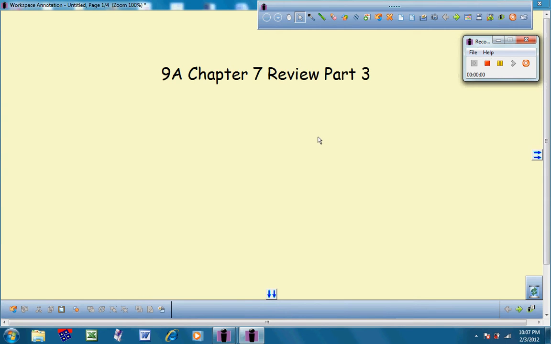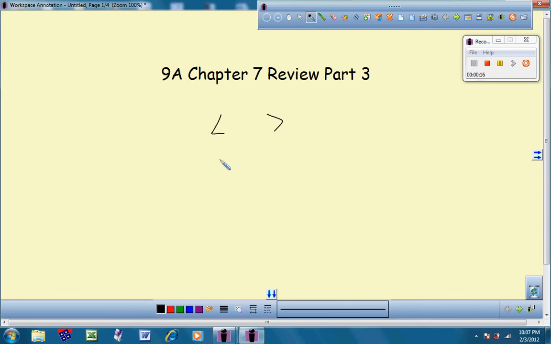9A, Chapter 7, Review, Part 3. We are now going to graph inequalities. Inequalities, remember, are when we use our inequality signs, such as less than, greater than, less than or equal to, greater than or equal to. When we are graphing inequalities, less than and greater than require a dashed line, where less than or equal to, greater than or equal to require a solid line.